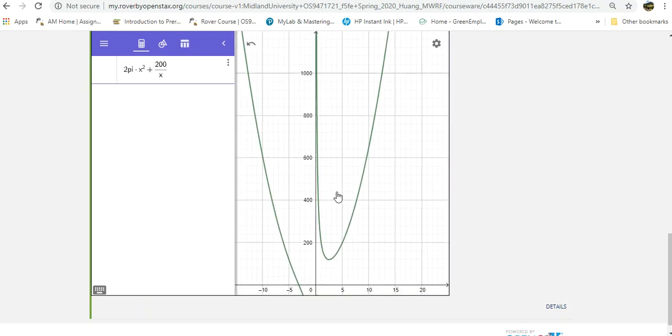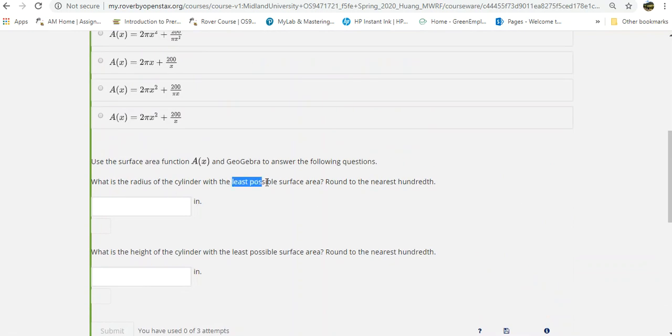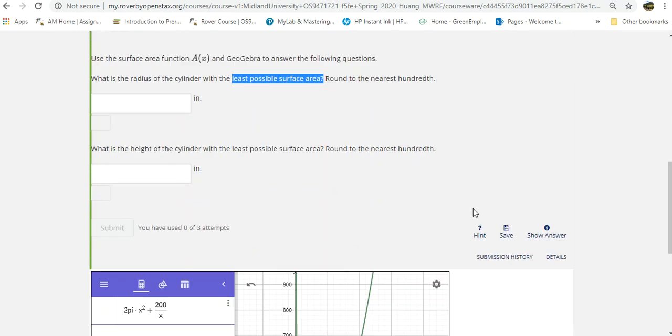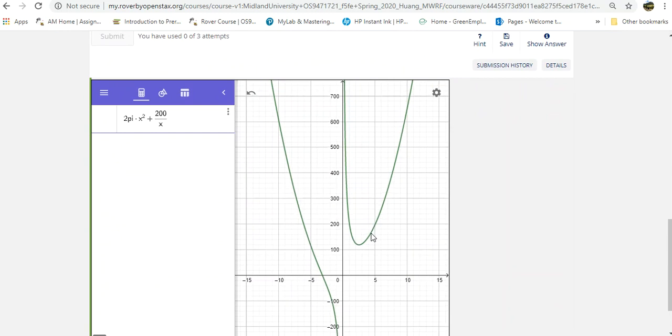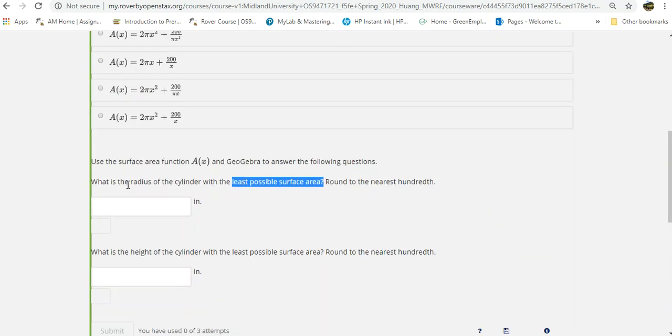So this is the function, and if you look at the question again, what is the least possible surface area? That means you want to find the smallest surface area, right? So you want to find the smallest surface area, which is happening at this point. So what is the x value? This is the value you're trying to look for right here, so that it is the smallest. That's the value that you want to read from GeoGebra. That will be the radius that gives the least surface area. I'll let you read that.